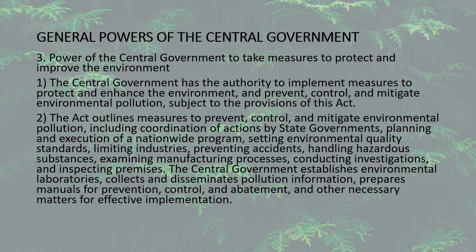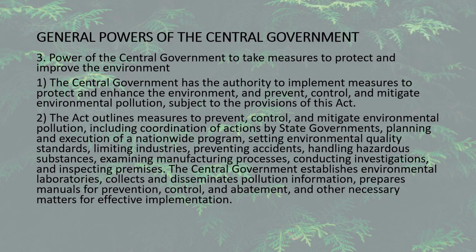Now here it says that the central government has the power to take measures to protect and improve the environment, right? It includes coordination of actions by the state government, planning and executing a nationwide program for environmental pollution prevention, control and abatement, establishing standards for environmental quality and laying down standards for emission or discharge of environmental pollutants.